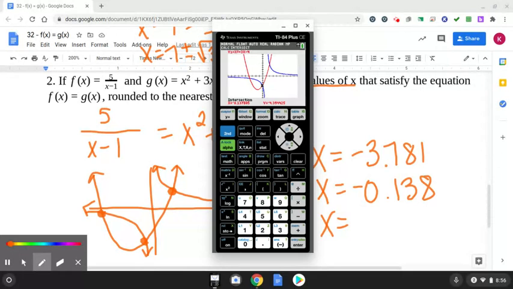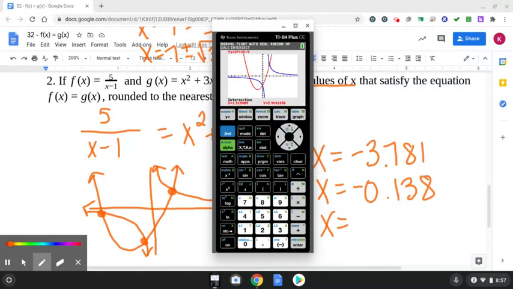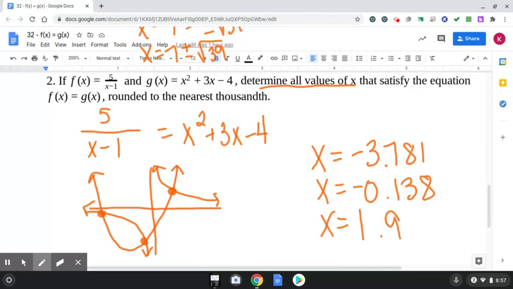Second, trace, number 5. I'm going to move my cursor. It's a little weird. This is the rational function. It's going to go down and then come back up, you'll see, as you keep pressing the right arrow key. There we go. I get as close to my point as I can, press enter 3 times, and it gives me the last one, 1.919. And that's how you would do that graphically.